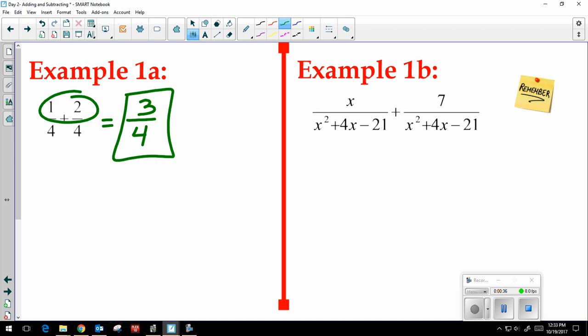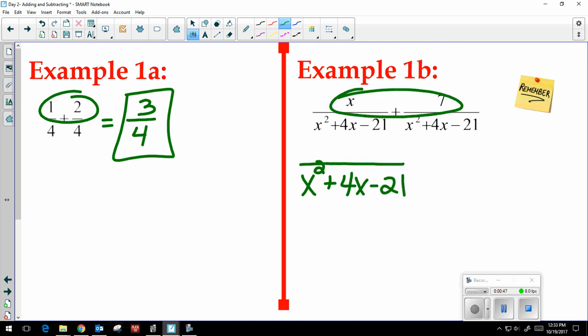So the same thing happens when we are working with rational expressions. My denominators are the same, so I'm going to keep them. And then I'm going to add my numerators. So I have x plus 7 because I don't have like terms, so I can't combine them. But you have to remember with rational expressions that you always want to check to see if it can be factored. So in my denominator, I can factor this trinomial.